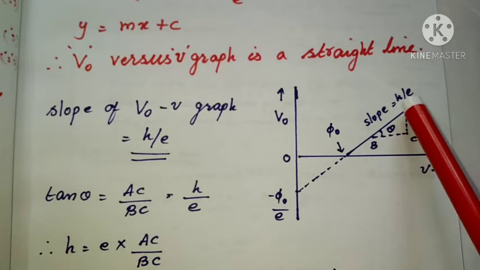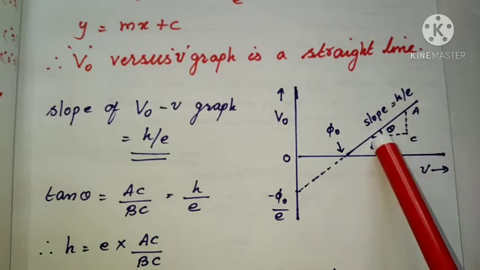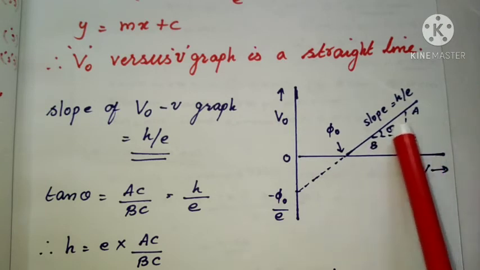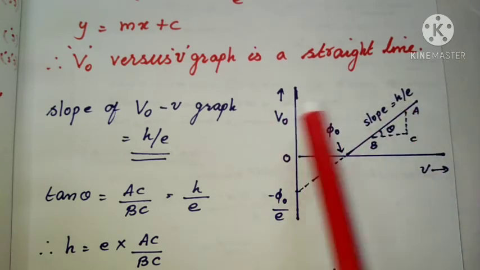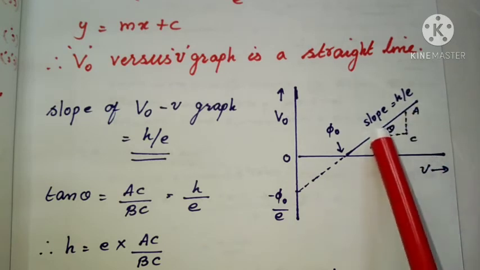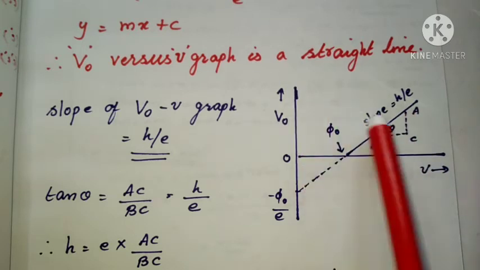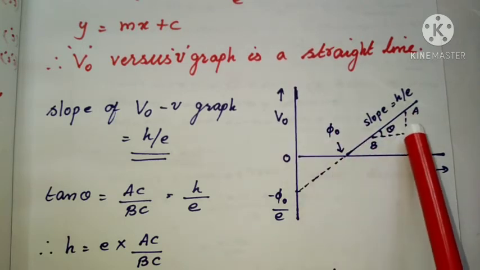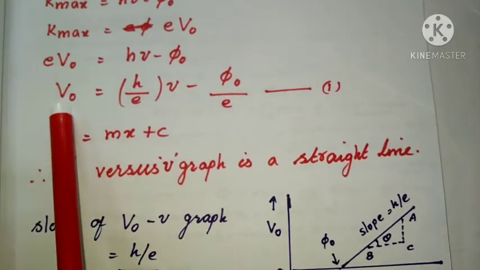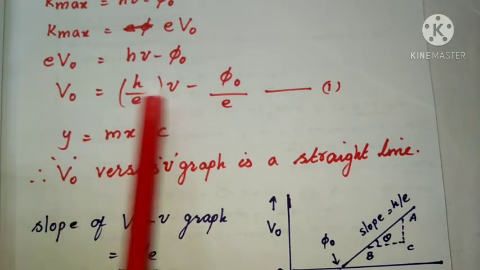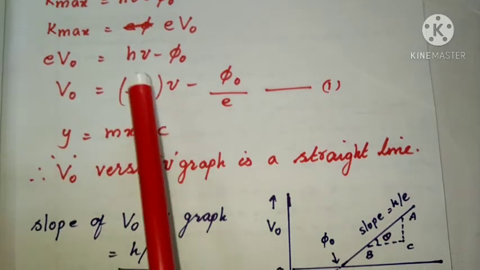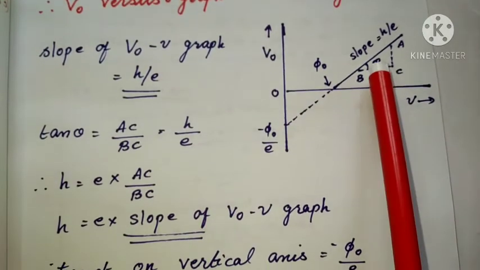When you connect A and B, we get a right angle triangle like this, with sides AC and BC. AC represents V0 and BC represents nu. So AC by BC is V0 by nu, which from the first equation is equal to h by e. So h by e is the slope of the graph.